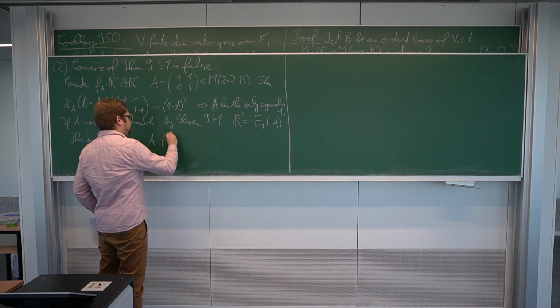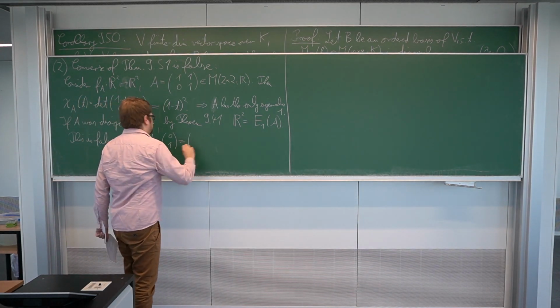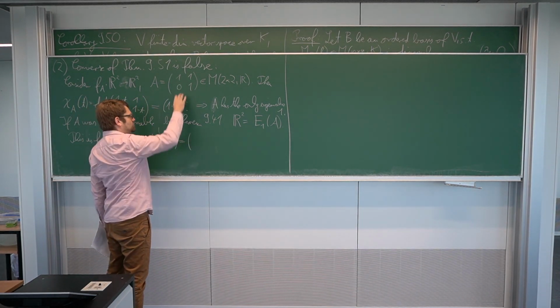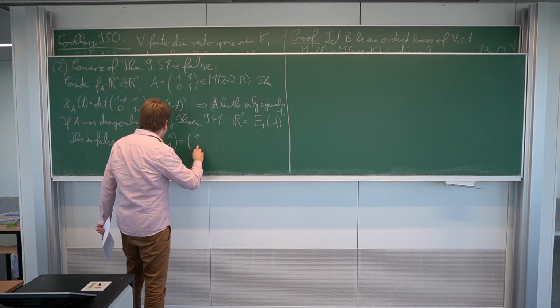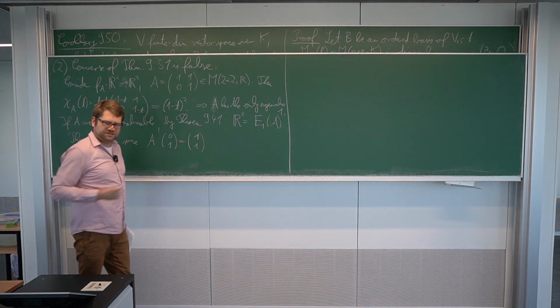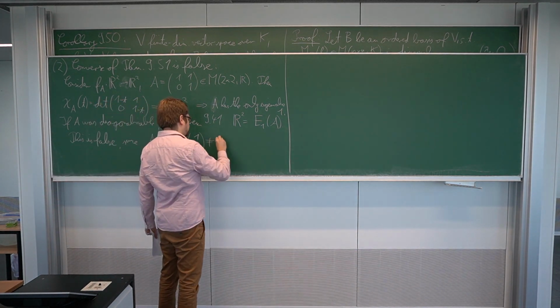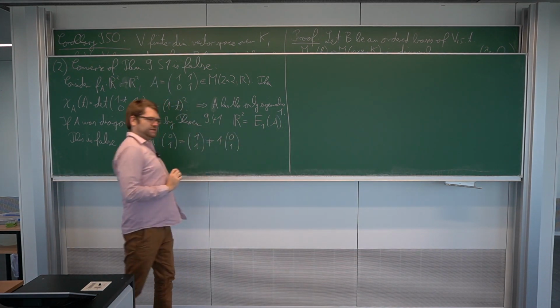A times (0, 1), if we take this vector. So what would be the product here? We would have 1 times 0 plus 1 times 1. And we see already, this cannot be the vector itself. And in the second row, we would just get 1. So this is (1, 1), and this is obviously not a multiple of (0, 1). So this is not an eigenvector.